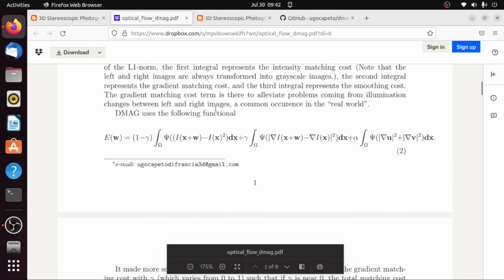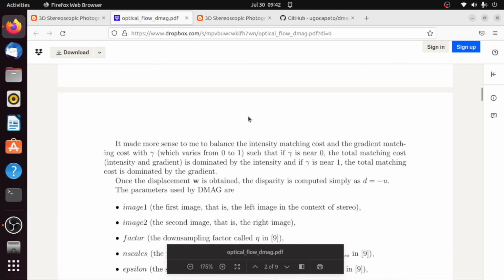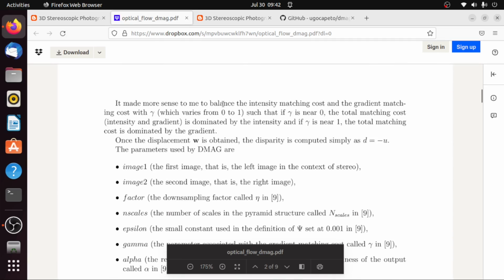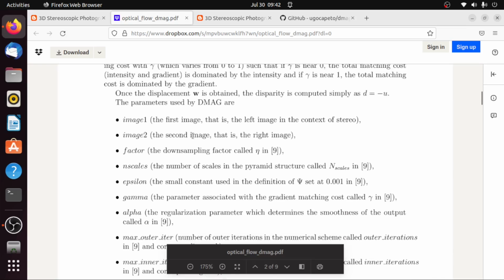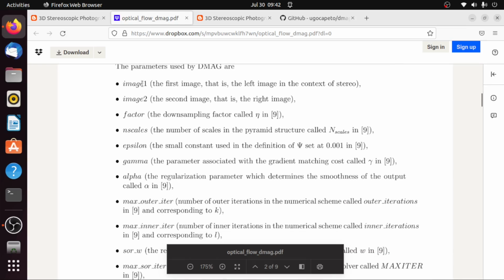Okay, so here I explain the energy, the functional. And then here I explain the parameters in the input file. The name of the input file is DMAG_input.txt. So these are the items in that file. You have image 1, image 2, factor. So this is the downsampling factor.